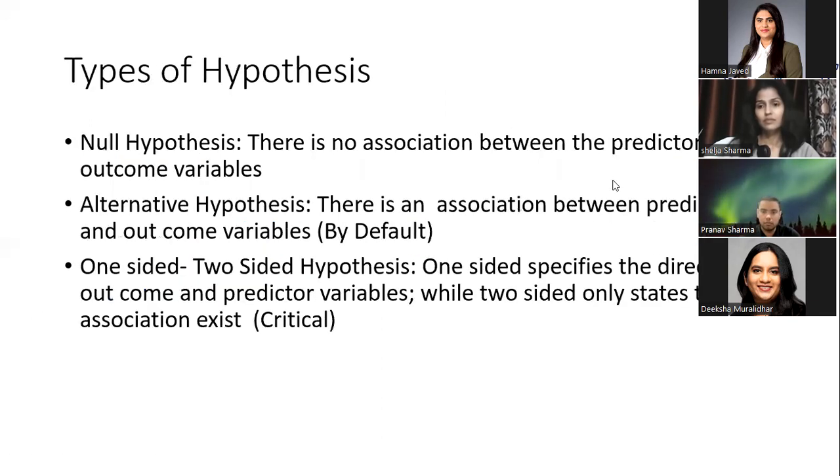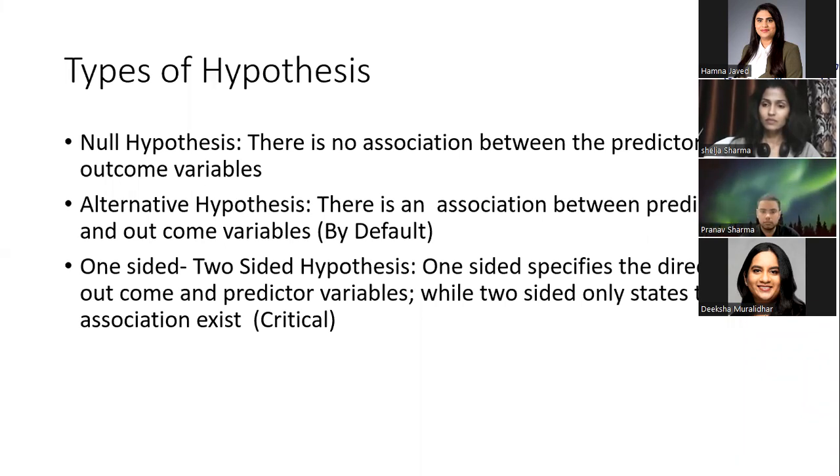There are null and alternate hypotheses. As a scientist or medical scientist, you're always thinking of the null hypothesis. There's no association between predictor and outcome variables. That's it. That's your null, zero, no association. Then what you're trying to do is reject this null hypothesis.